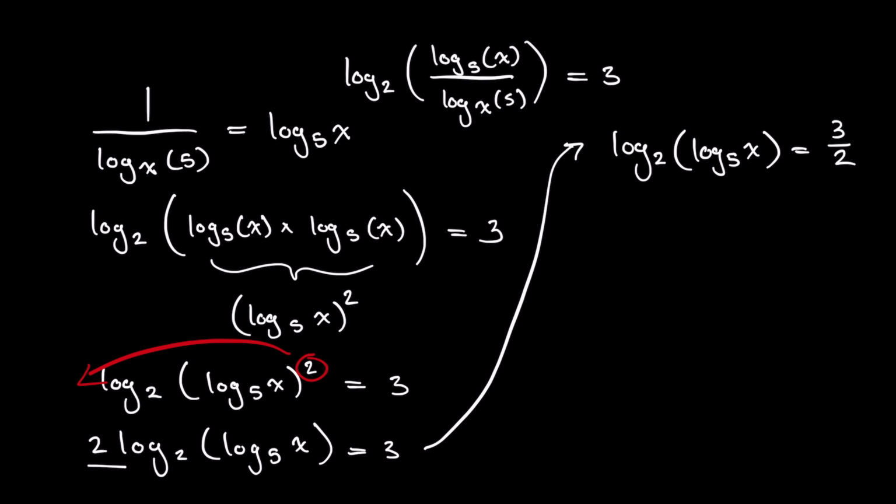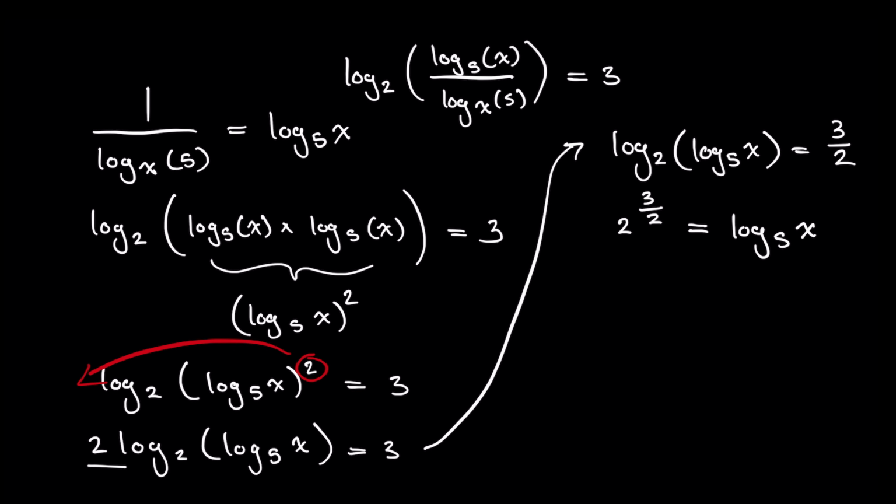But there's one more step that we need to do. And notice here that since we have a logarithm encased in another logarithm, what we can do is rewrite this entire thing as its exponential form. So I am going to say that 2 to the power of 3 over 2 is equal to log base 5 of x, because remember that the argument is just the base to the power of the exponent. So we're left with this.